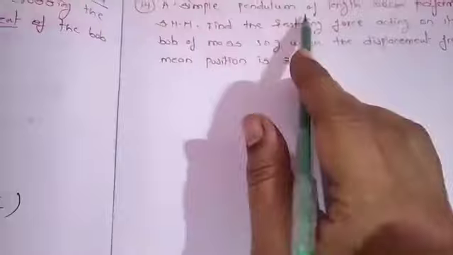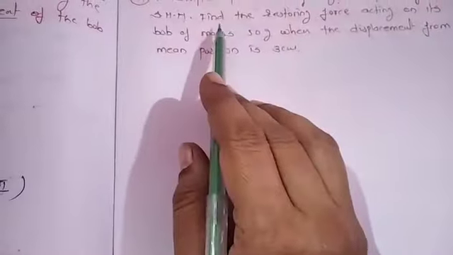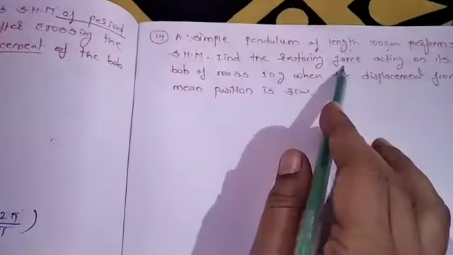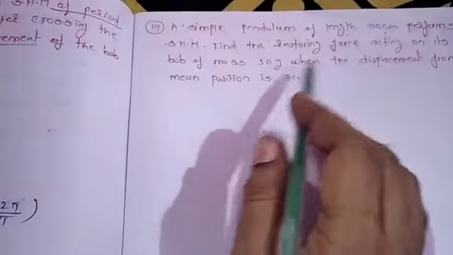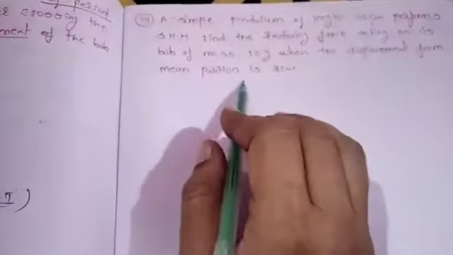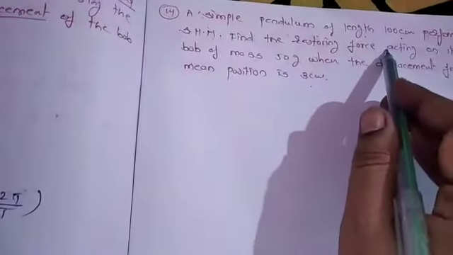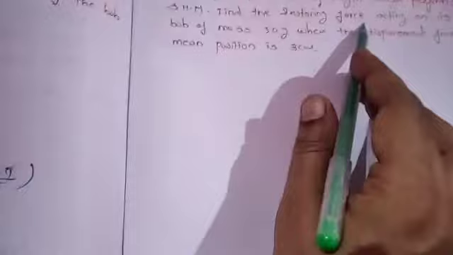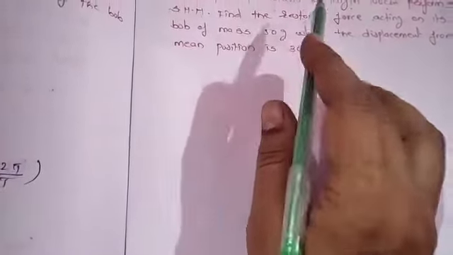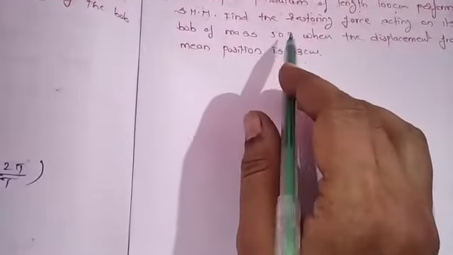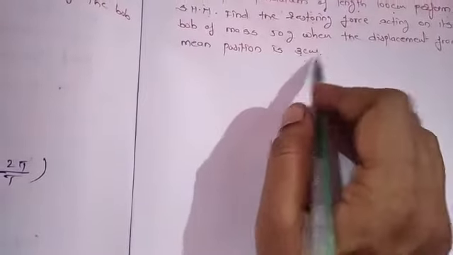A simple pendulum of length 100 cm performs SHM. Find the restoring force acting on its bob of mass 50 gram when the displacement from the mean position is 3 cm. The length of the string is given, it is 100 cm, and we have to find the restoring force, that is F. The mass of the bob is given, 50 gram, and the displacement, that is x, is given, that is 3 cm.